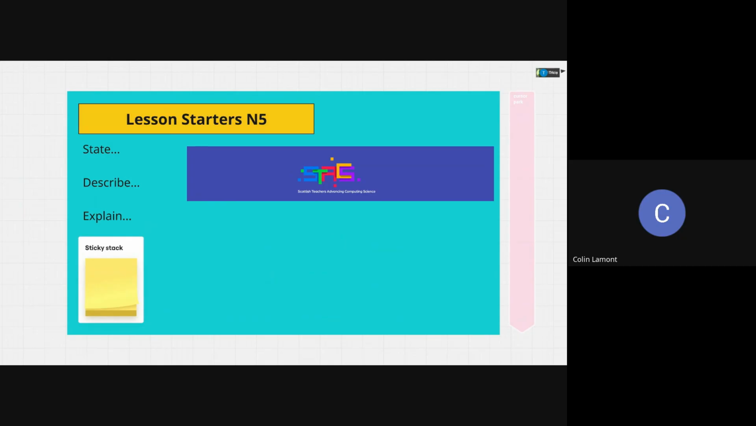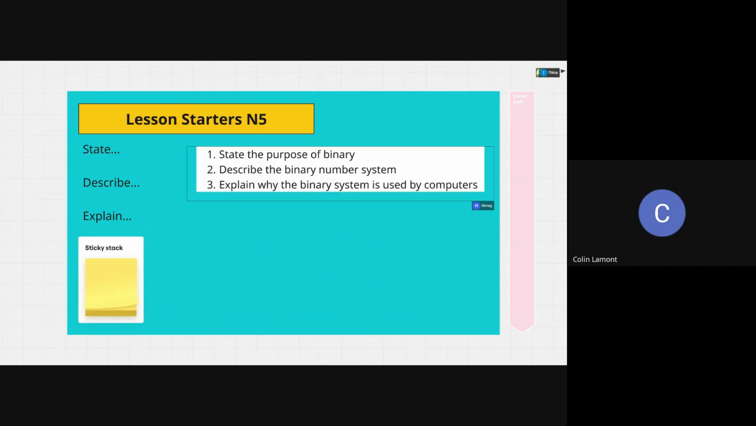So how about this as an N5 starter? Grab a post-it note and have a go at answering 1, 2, or all 3 of the questions. State the purpose of binary, describe the binary numbering system, explain why the binary system is used by computers.